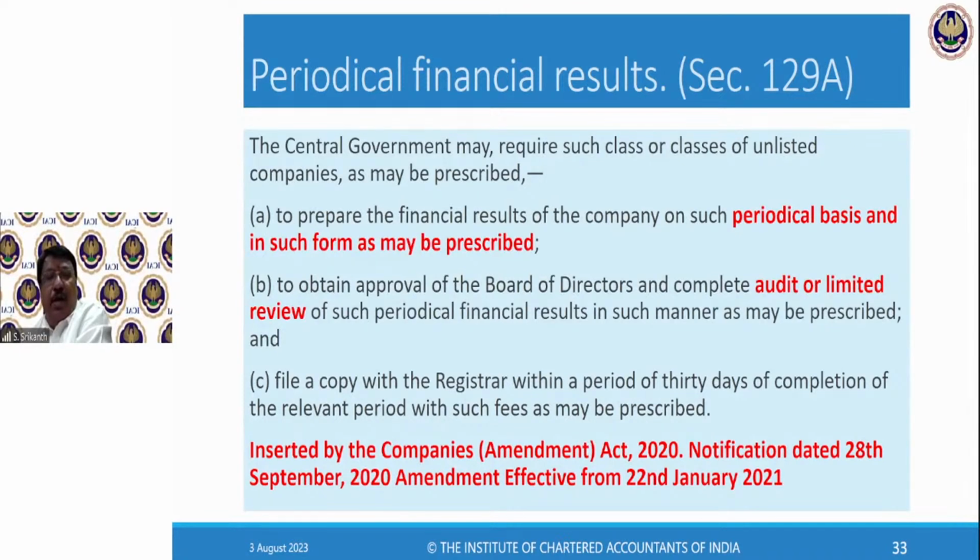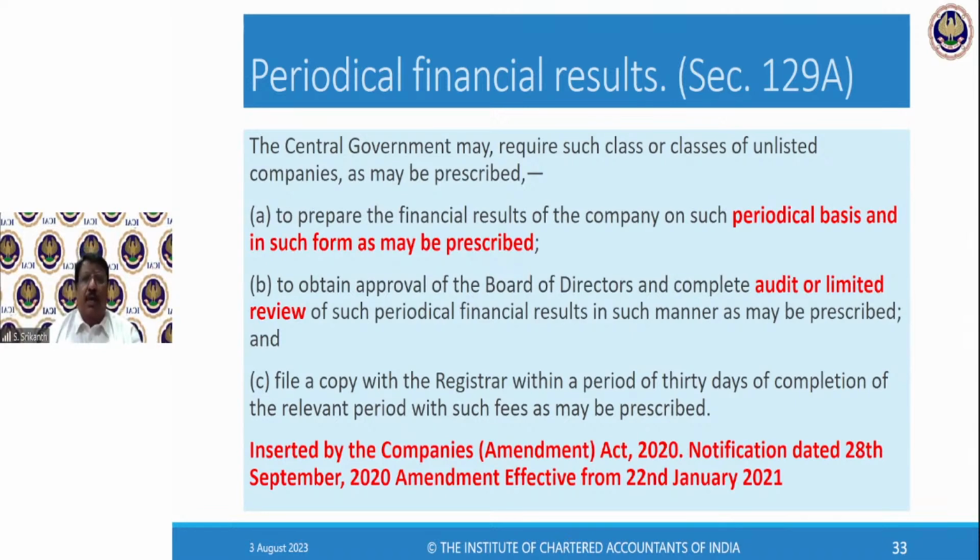129A talks about periodical financial results. Listed companies are compulsorily required by SEBI regulations to present quarterly financial statements. As a guidance, Q1, Q2, Q3, Q4, you have to give unaudited results. Or sometimes they might have to be audited, but for limited review. You'll have to give a limited review audit and say, we have seen this. Given that it's not finalization, this is the limit up to which you have seen.